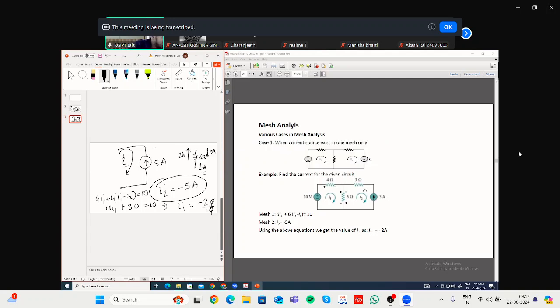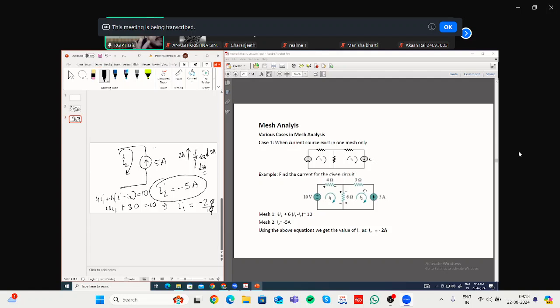And it is common to three elements, three meshes. Then how will you take the assumption? When you are considering, let us say, mesh 1, I am telling you to consider that I1 is greater than I2. But you are saying that, okay, in mesh 1, I will consider I2 is greater than I1. Okay, fine. It's fine when that 6 ohm resistance is common to only two meshes.